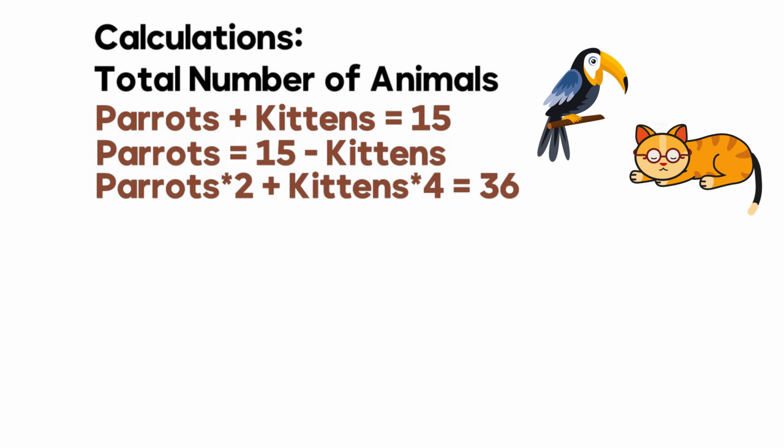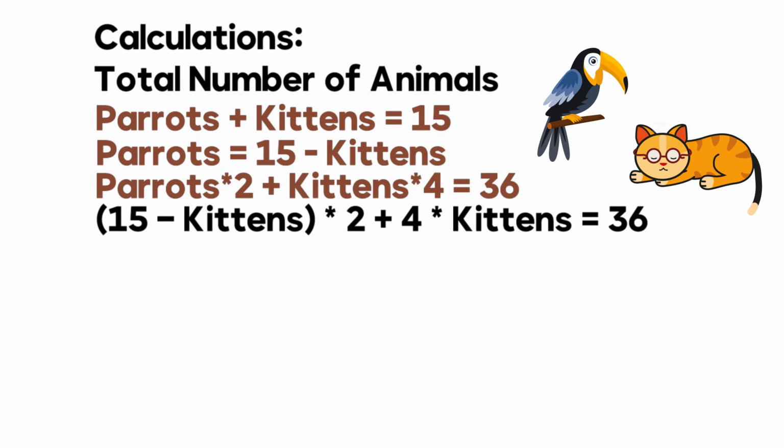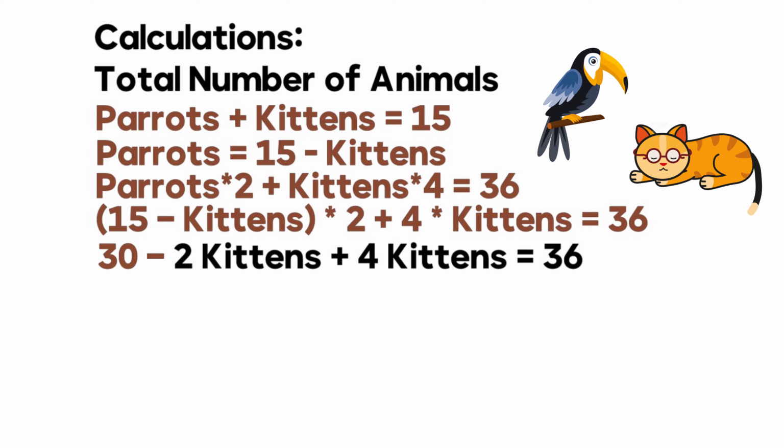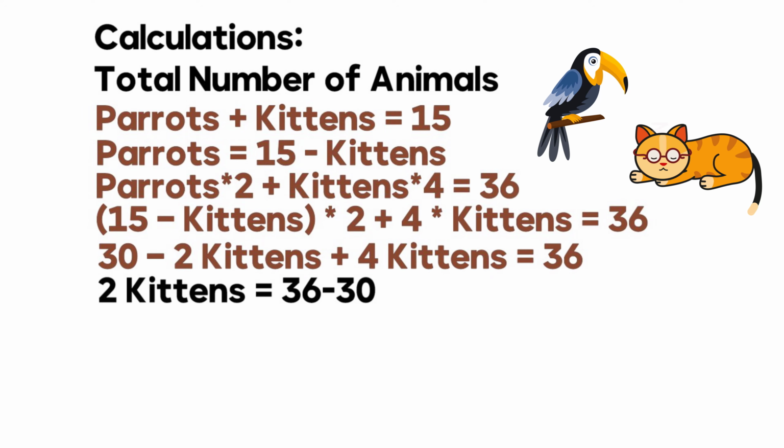Now let's replace parrots in this expression with 15 minus kittens. So (15 minus kittens) multiplied by 2 plus 4 multiplied by the number of kittens equals 36. Which means 30 minus 2 kittens plus 4 kittens equals 36. After simplification, 2 kittens equals 36 minus 30. Which means that there are 3 kittens in the store.